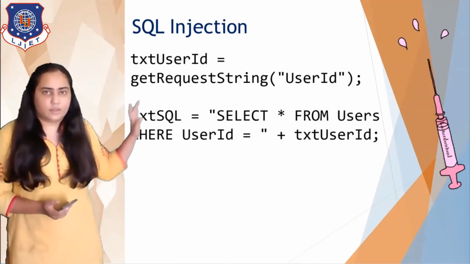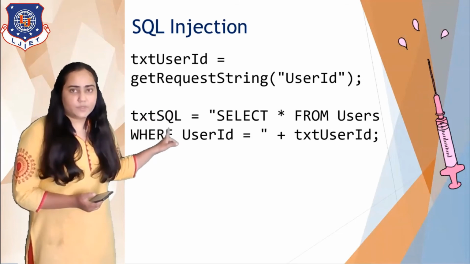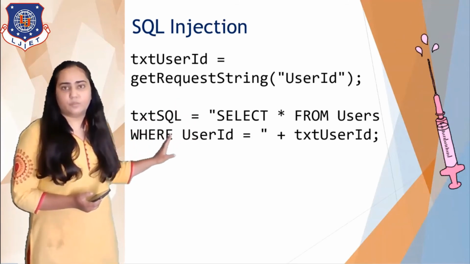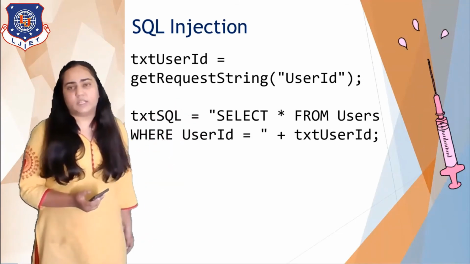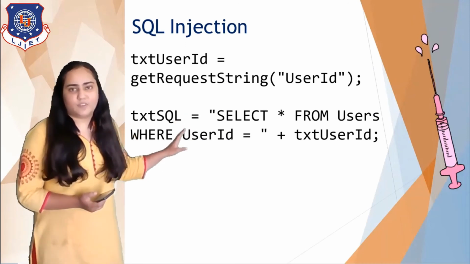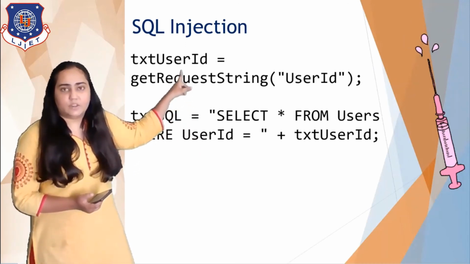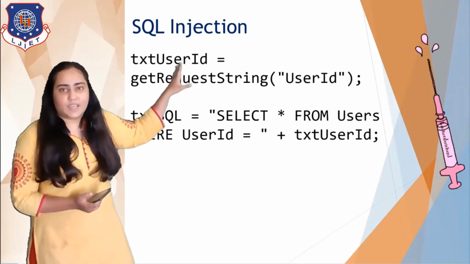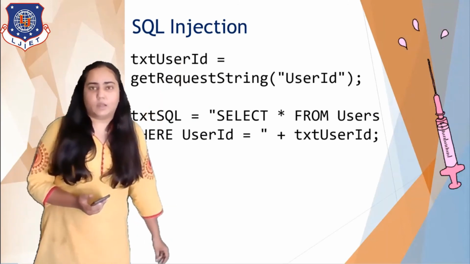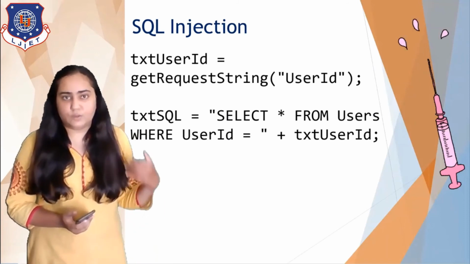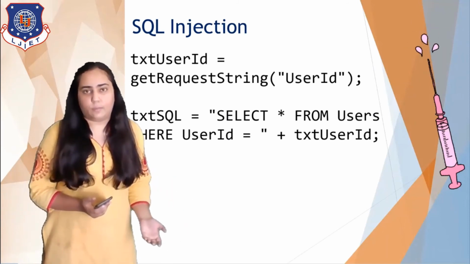Now this is my SQL query. So I have written select star from users where user ID is equal to. Now you can see that the variable I've used here is the same variable that I used here in order to get that particular user ID, which the user has entered into the form.